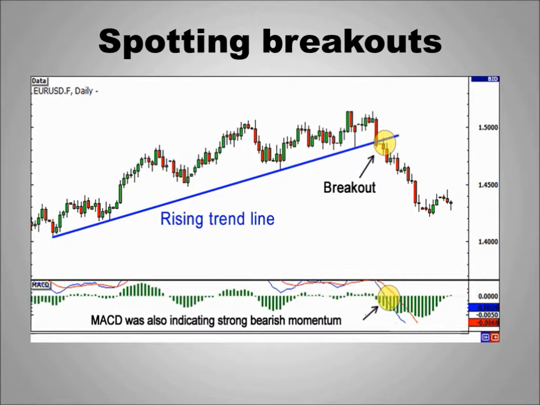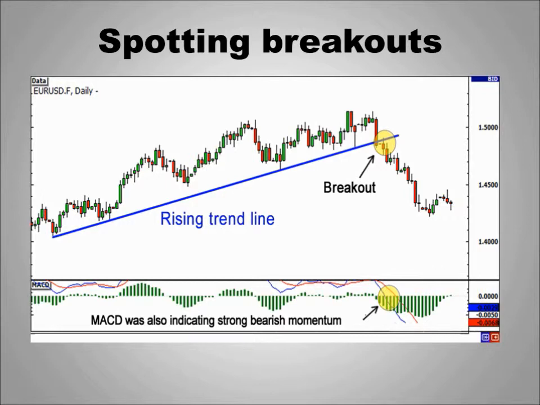Now we have the rising trend line. Just like the downtrend, the line of support has been tested, and here we have a bullish candle breaking that line of support, which has been functioning as the rising trend line. So this is our breakout, and now the bearish trend has begun.